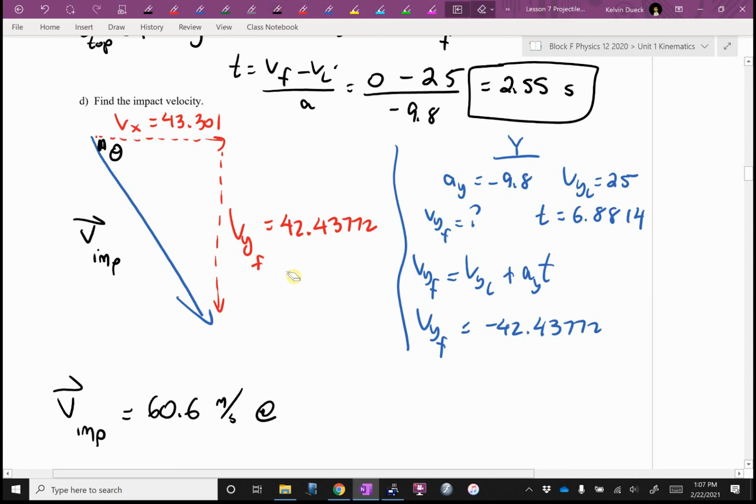At this Vy final, opposite, adjacent, or hypotenuse? Opposite? What about Vx? Which trig function?